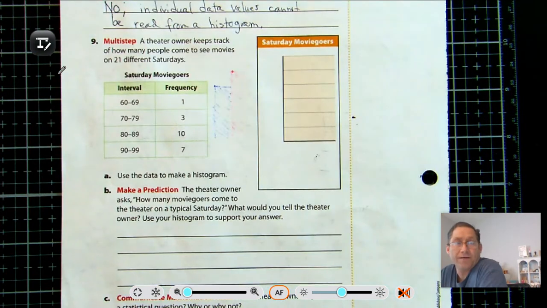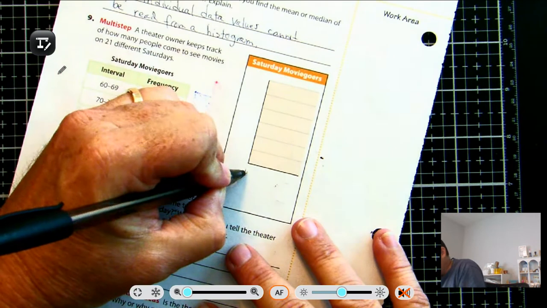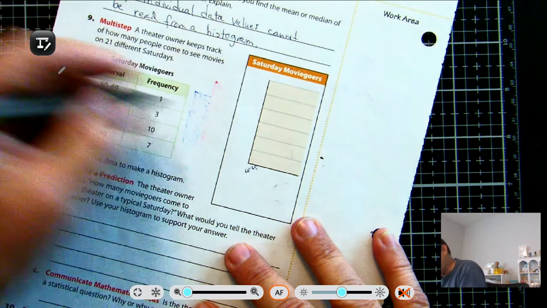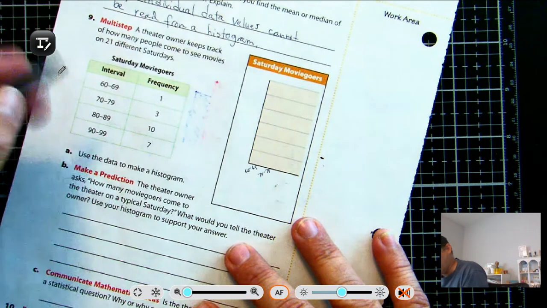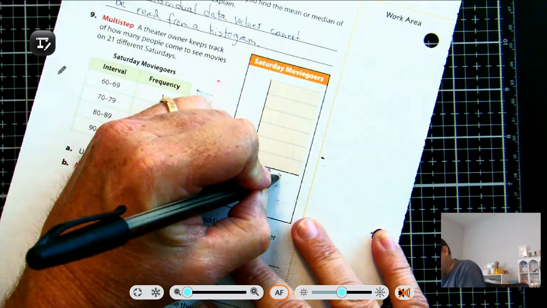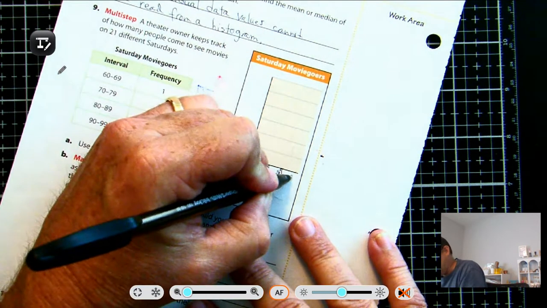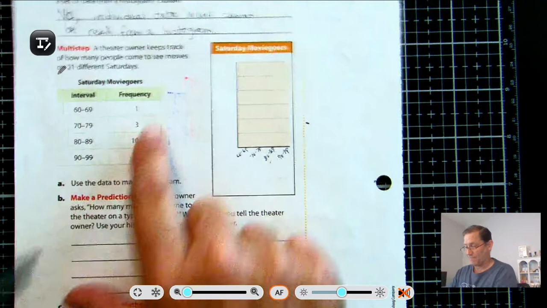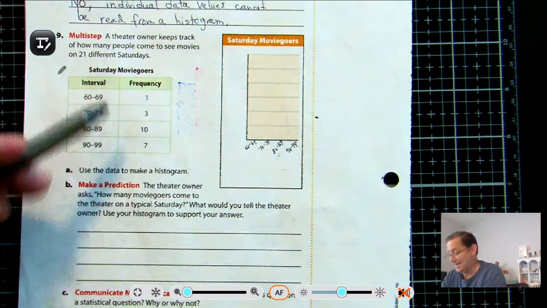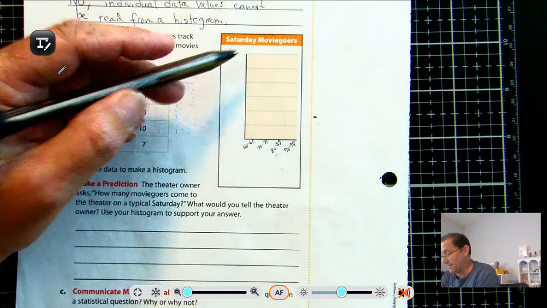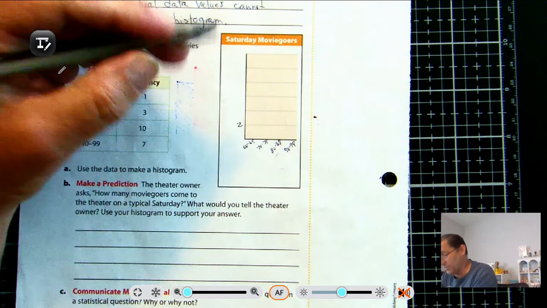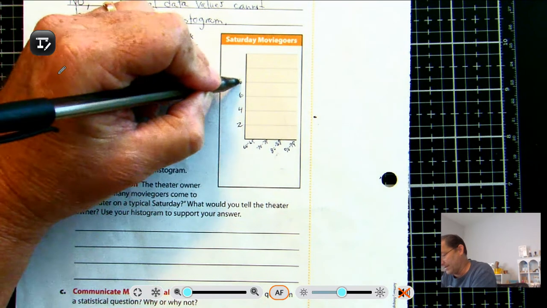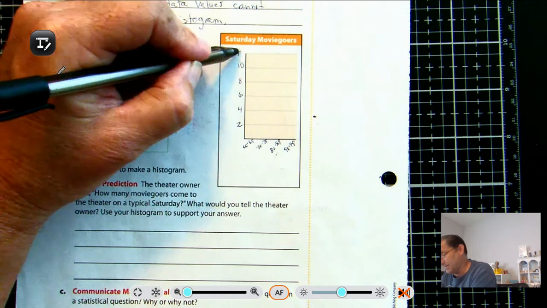Okay, 9. A theater owner keeps track of how many people come to see movies on 21 different Saturdays. All right, use the data to make a histogram. So we have 60 to 69, 70 to 79, 80 to 89, 90 to 99. And we have frequencies from 1 to 10. So 2, 4, 6, 8, 10, 12.